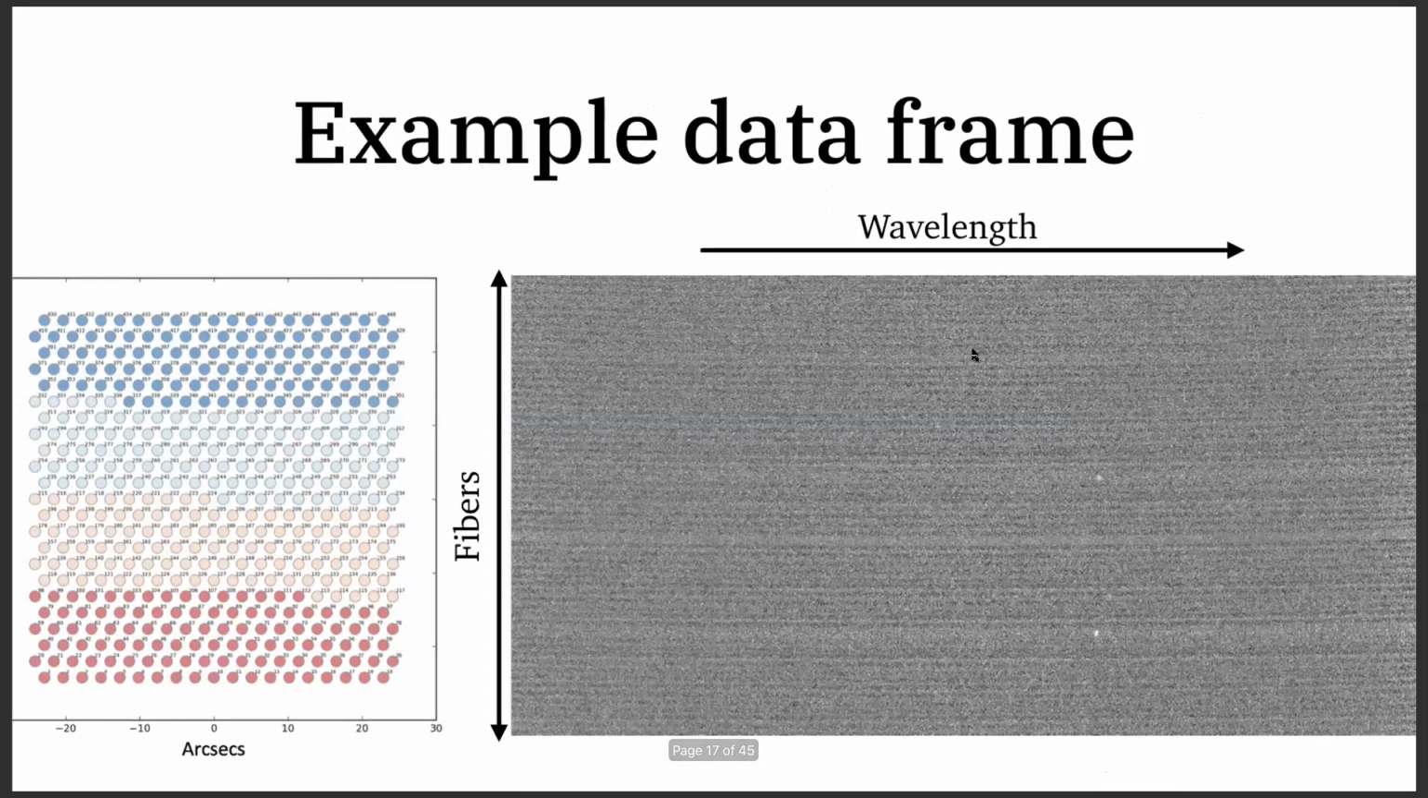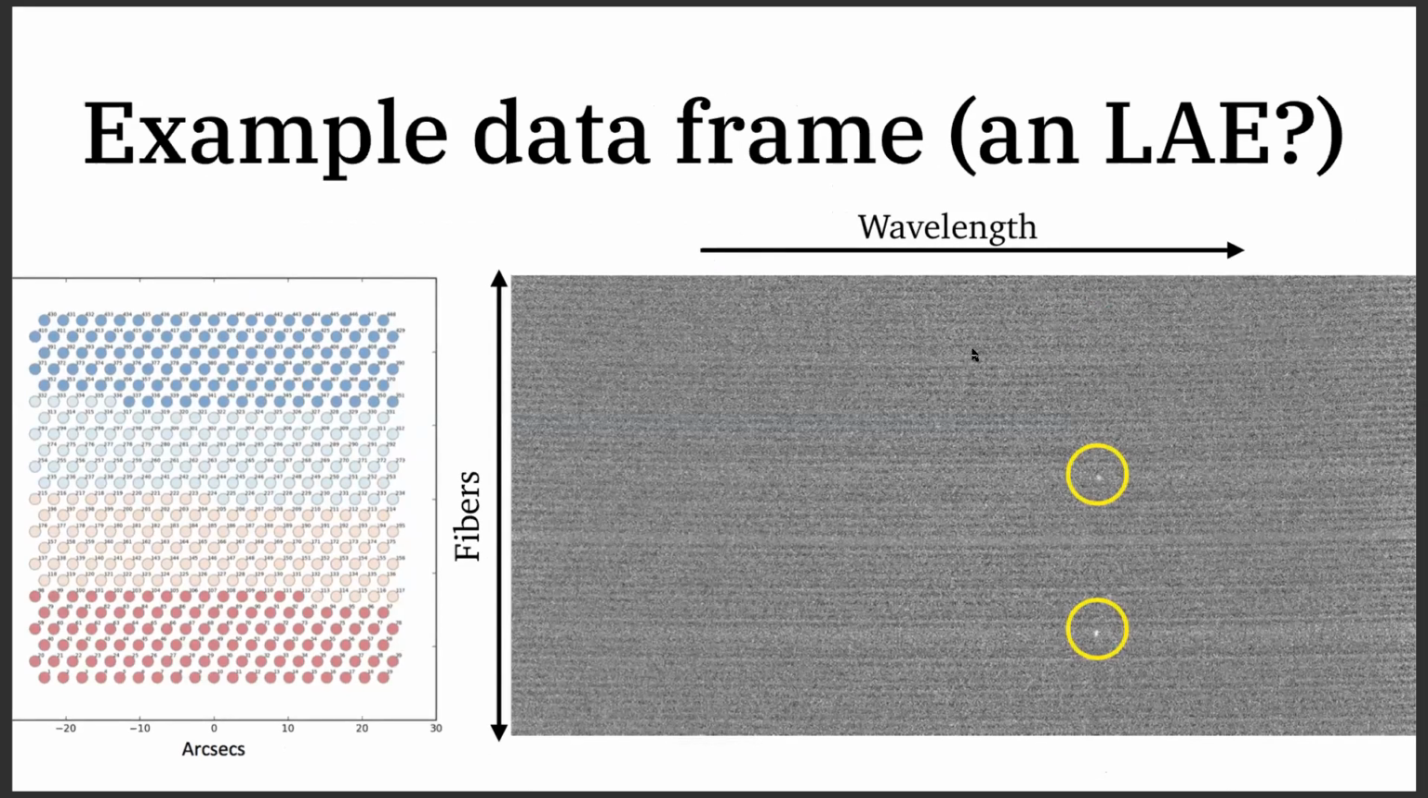And that's the example data frame. So here the y-axis is fiber. Each of them is connected, named here, 1 to 448. And then that's the wavelength direction. And a typical Lyman alpha line looks like this. We have very small continuum. This is after sky subtraction. The raw frame is much noisier.